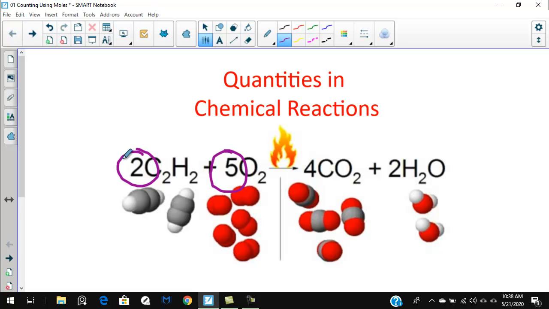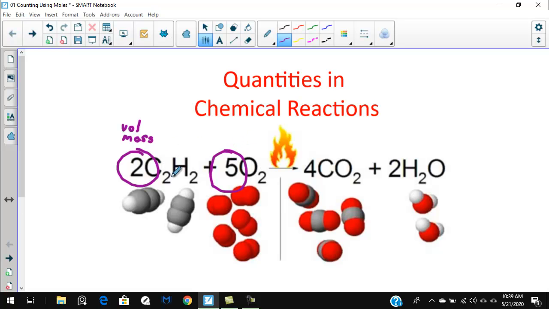Well, we know that 2 molecules of acetylene react with 5 molecules of oxygen, but I can't really measure out molecules. So it would be very helpful if I could know a mass of oxygen, or better yet, maybe a volume of oxygen. Since it's a gas, it's easier to measure it in volumes. A volume and mass of these two things. And so then I could go to the lab bench and measure out the volume and mass that I need, and make sure that I put together the correct amounts so that this reaction happens most efficiently.